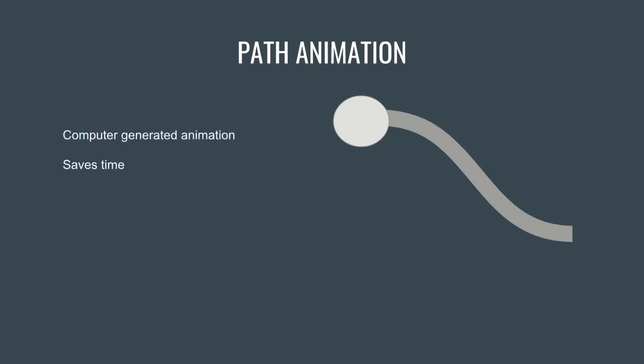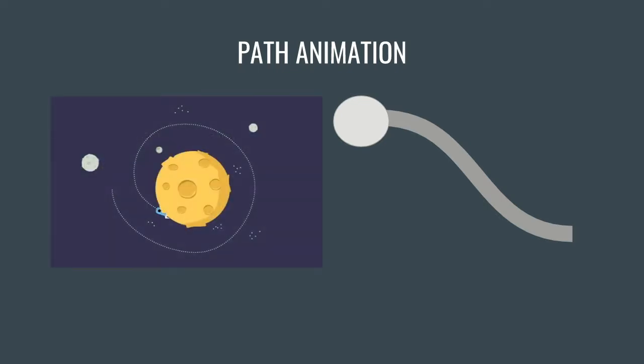Path animation. So, path animation is often used when an object needs to move along a specific path. The computer generates frames through algorithms. This means the animator doesn't need to draw every frame, which can save loads of time for the animator. However, the disadvantages of path animation is that there is less control over the animation, therefore a lack of detail in the movements.